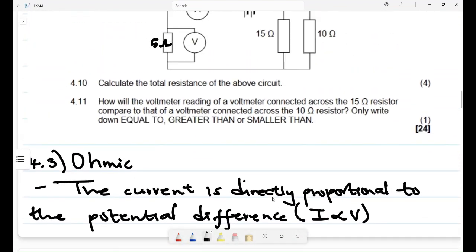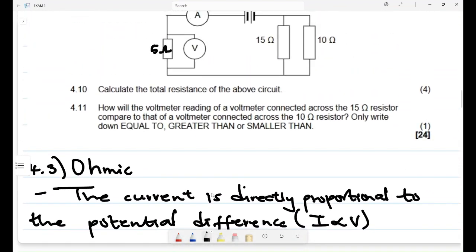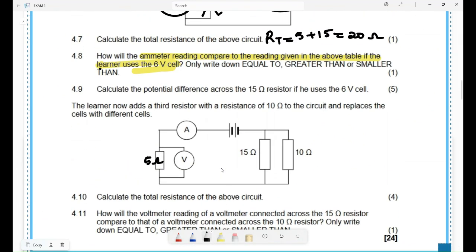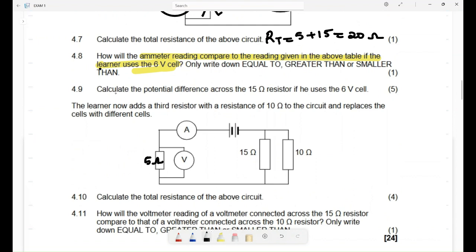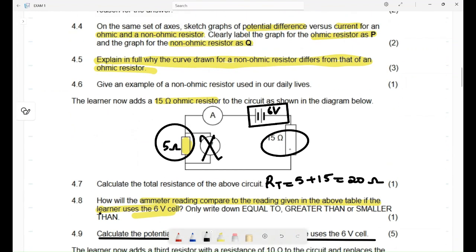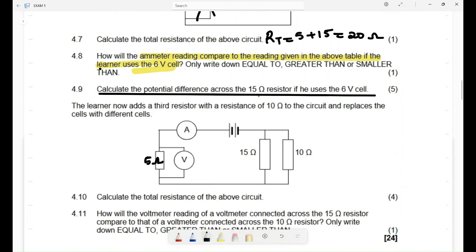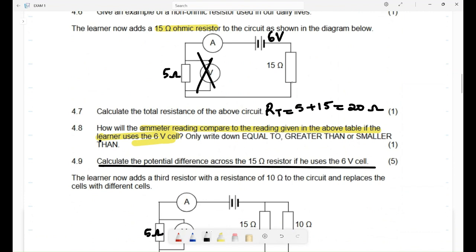4.9. It says now to us, calculate the potential difference across the 15 ohm resistor if the 6 volt cell is used. This we are not using. We are using these 6 volts here. Calculate the V of the 15 ohms. That's what they're asking us.